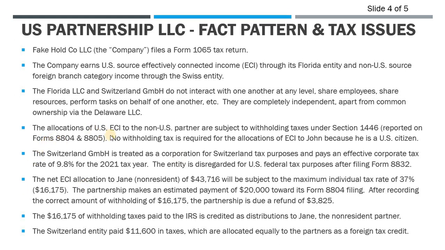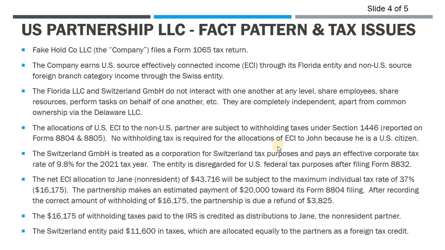Now, the allocations of the U.S. effectively connected income to that non-U.S. partner will be subject to withholding taxes, right? So when a non-resident is engaged in U.S. trade or business and has an allocation of ECI, that ECI is subject to withholding, right? So it's paid and reported on Form 8804, and the portion that was allocated to that non-resident partner gets reported on their individual 8805.